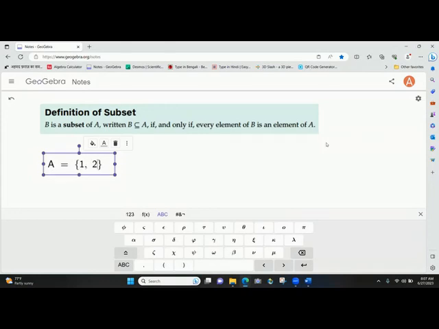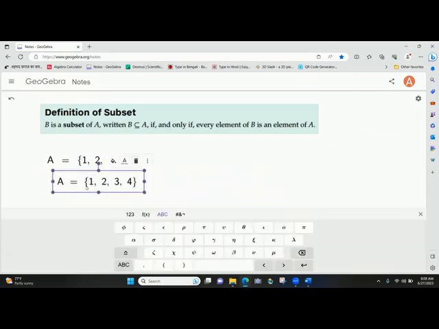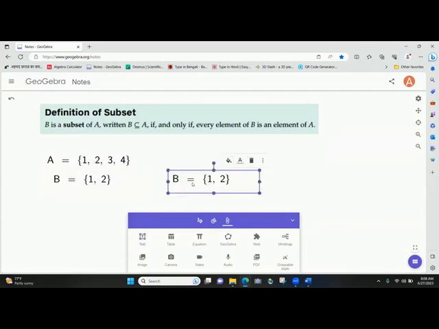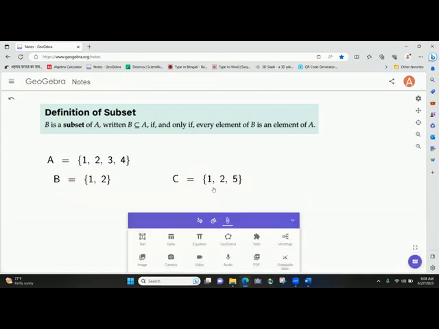Well, 1, 2, 3, 4. Let me keep things simple. Let's say B is this. Let me see. Yeah, okay. I will have to learn how to type in the empty set.